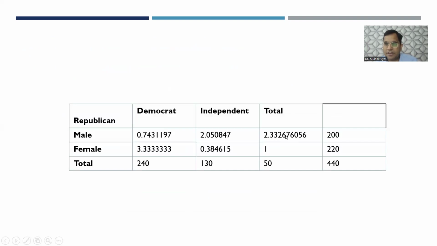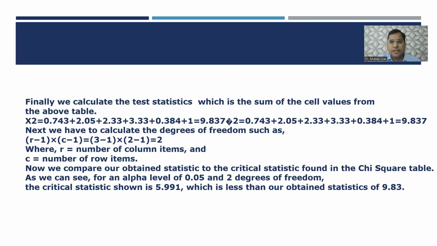So these are the expected values of other cells which we have calculated. So we have to make the row total, column total in the respective column, and then we have to write the expected value. Now we calculate the test statistic, which is the sum of cell values from the above table. So these are the expected frequencies calculation, (O minus E)² upon E. So the chi-square calculated value is 9.837.